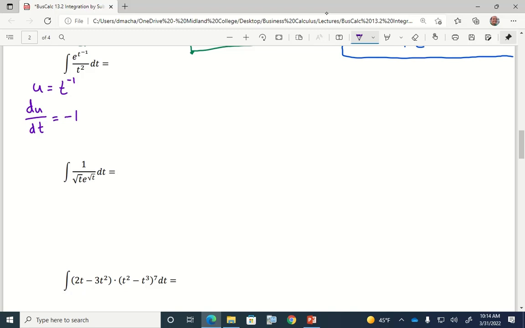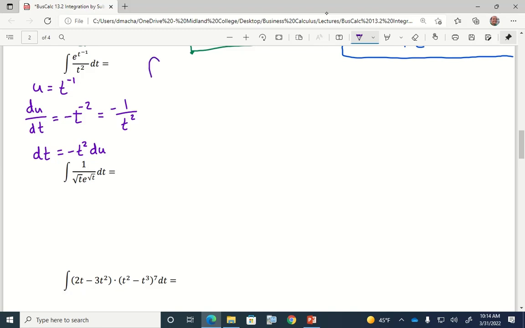Negative 1 t to the negative 2. Yep, negative 1 times t to the power negative 2. Rearranging now to solve for dt, I have to multiply both sides of my equation by dt and divide both sides by negative t to the negative 2 power, but t to the negative 2 power is 1 over t squared. So I could also think about it as multiplying both sides by negative t squared. So I think this should be dt is equal to negative t squared du.